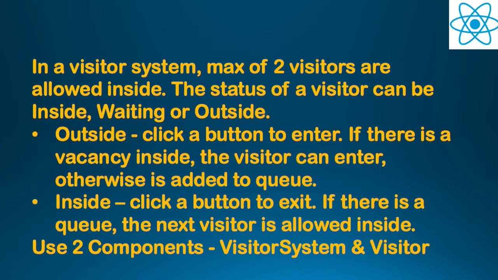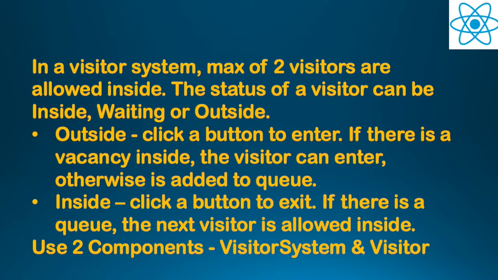Let us look at the next exercise. In a visitor system, max of 2 visitors are allowed inside. The status of a visitor can be inside, waiting, or outside. So there are 3 possible status of a visitor. If the status is outside, click a button to enter. If there is a vacancy inside, the visitor can enter, otherwise is added to queue. And vacancy is defined by there are a maximum of 2 visitors.